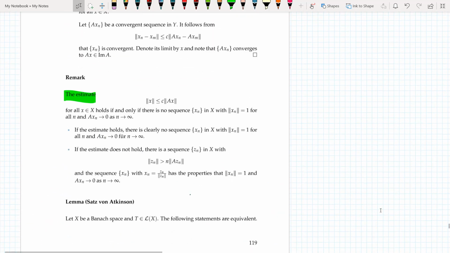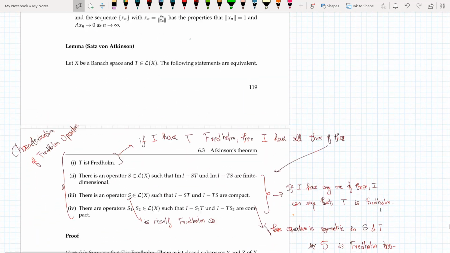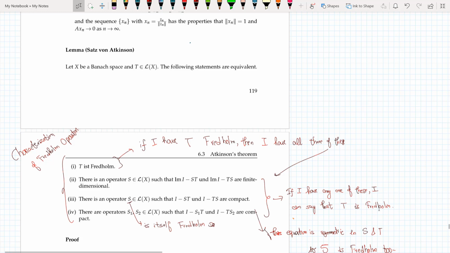Now we do a very important lemma. It's called Atkinson's theorem, and it goes like this. Let X be a Banach space and T be a continuous operator. Now the following statements are equivalent. What are these statements?